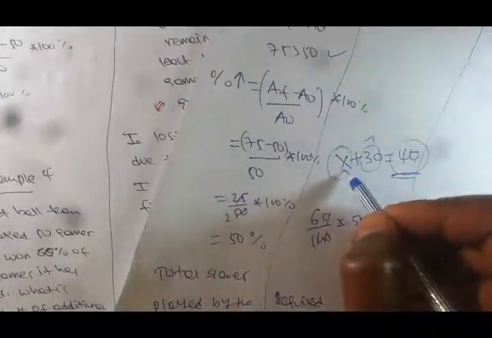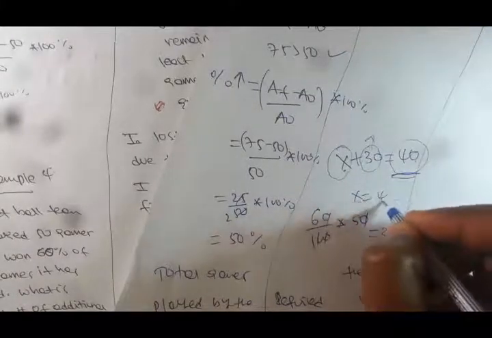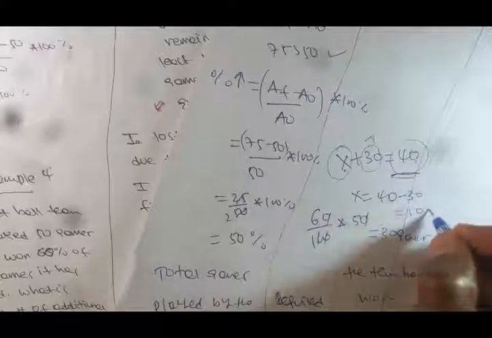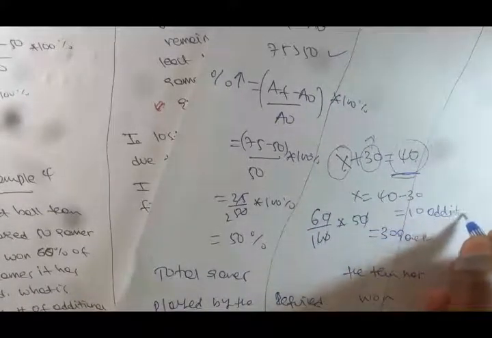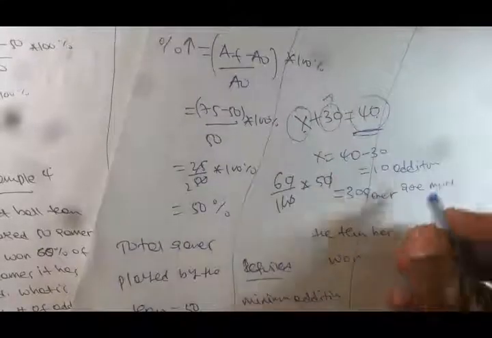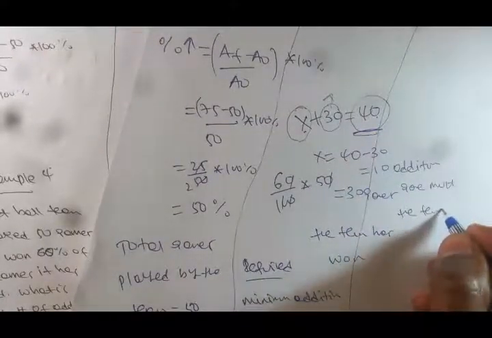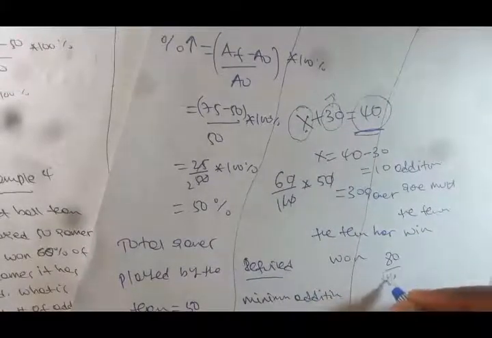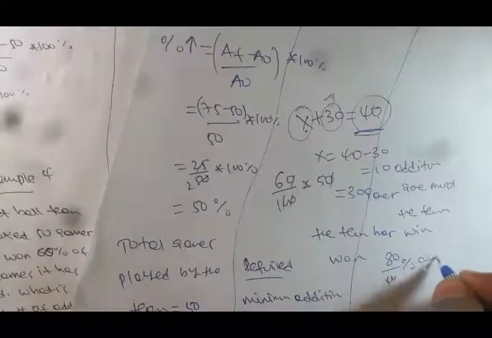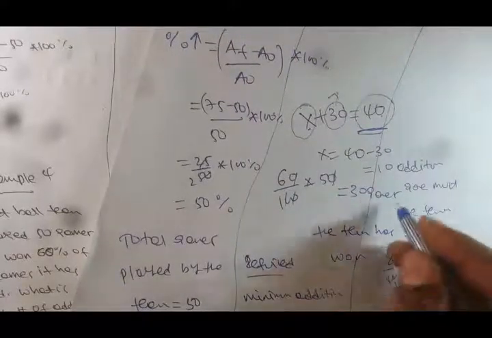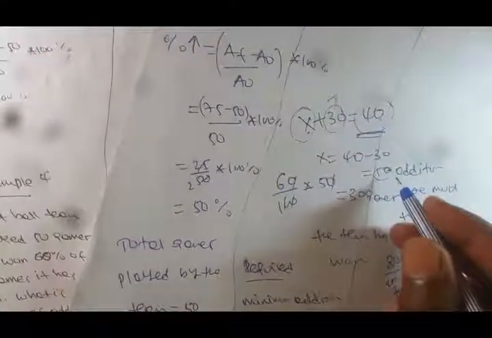Therefore, we are asked to find this x. This x can be calculated by 14 minus 30, which equals 10 additional games the team must win in order to reach 18% of the total games. So our answer is 10.